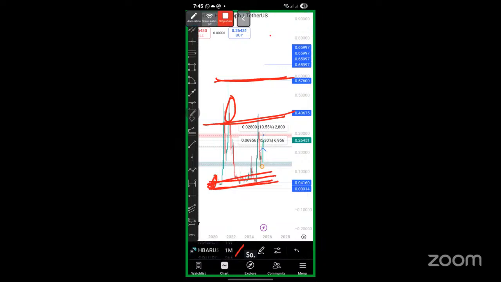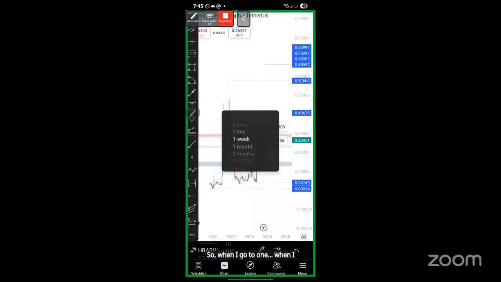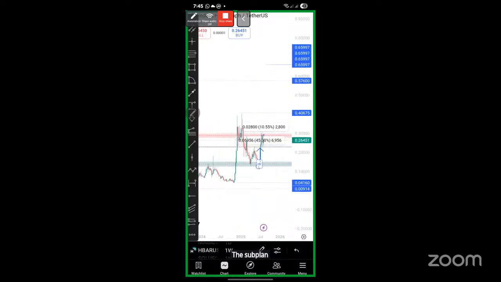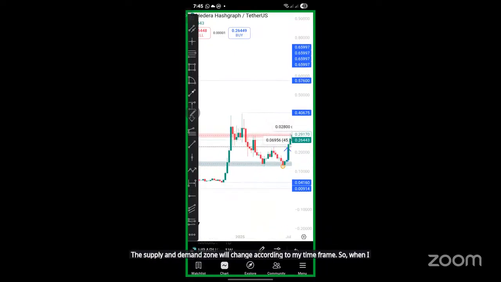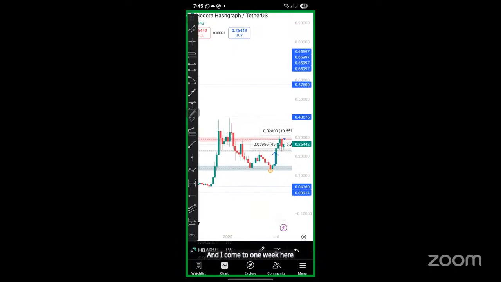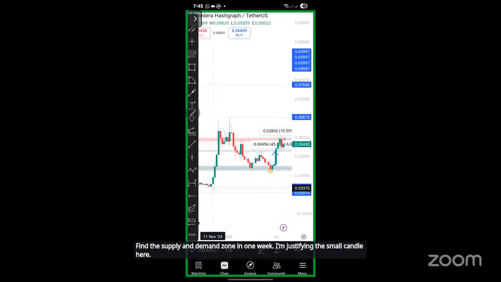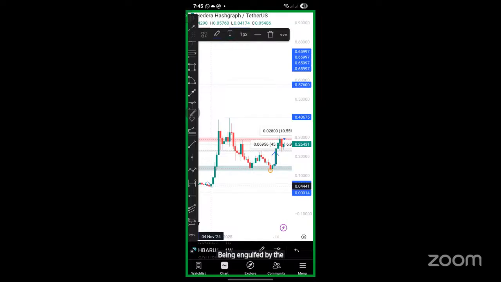So when I go to 1 week, the supply and demand zone will change according to my time frame. When I come to my 1 week, you will see that I can find the supply and demand zone in 1 week. I just find a small candle here, being engulfed by the big candle. I draw a supply and demand on the two.